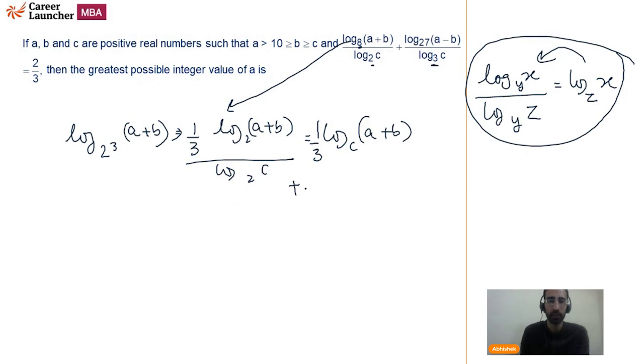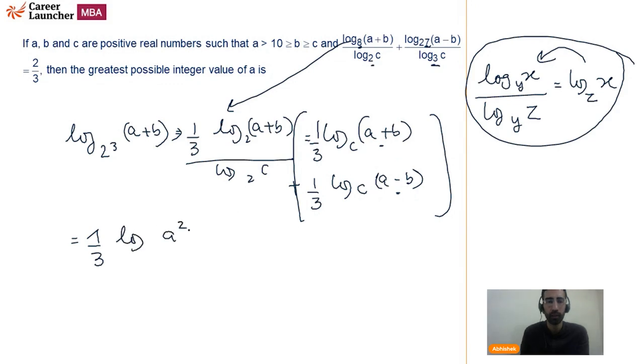And in the exact same way, if we do the exact same thing to the other expression, this is also 3 cube, it will come out as 1 by 3. And then you'll have 3 and 3, so that goes away. You are left with a minus b to base c. And of course, 1 by 3 taken common, log of x plus log of y is log of x into y. So this is 1 by 3 log of a square minus b square to base c. That is what our left hand side is, and our right hand side is 2 by 3. So 3 goes away, it cancels out.